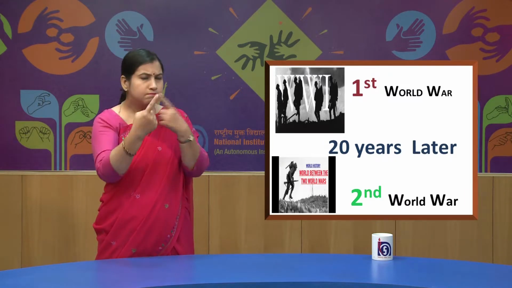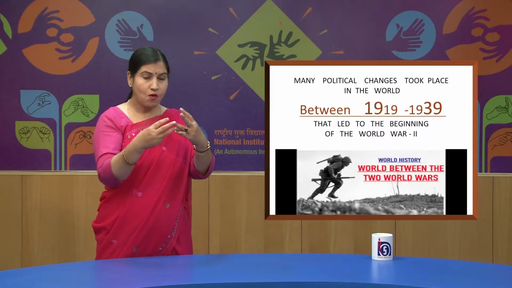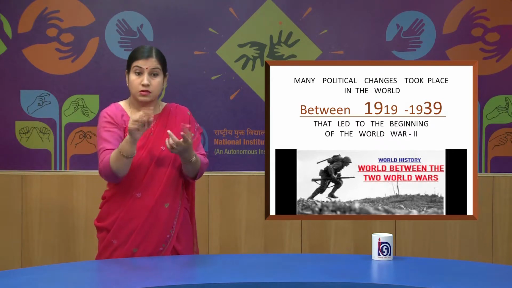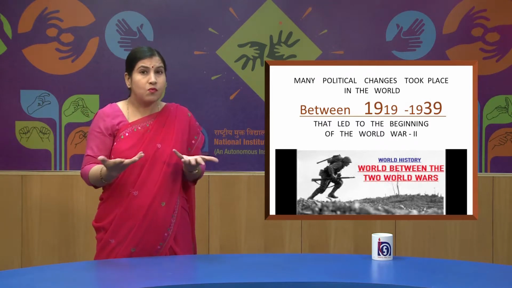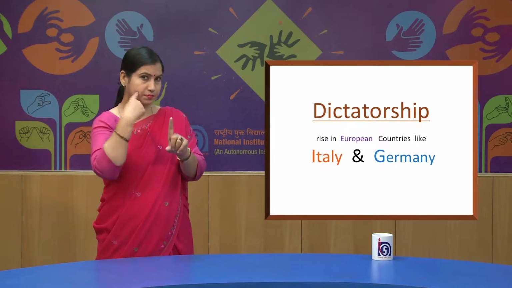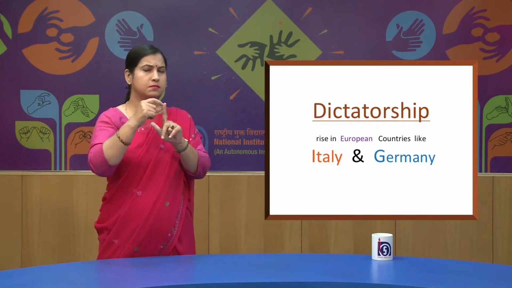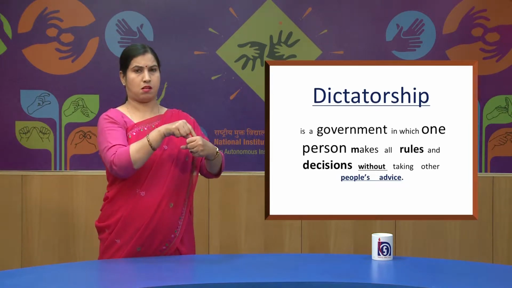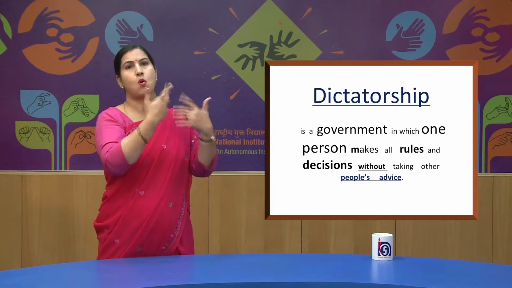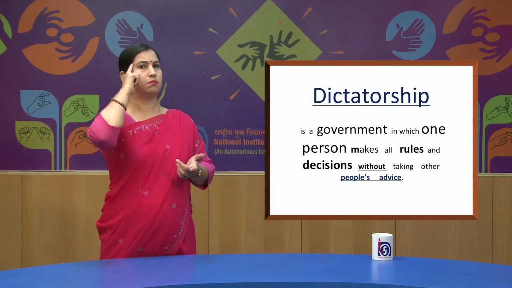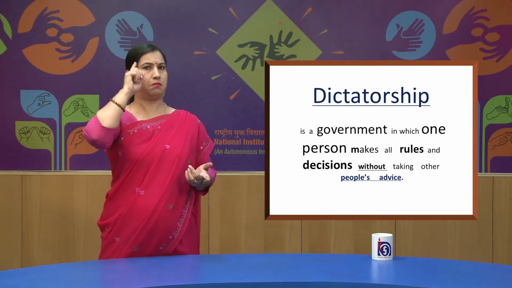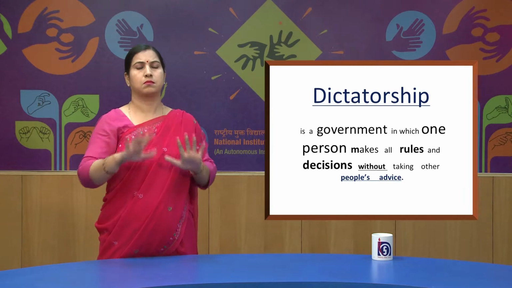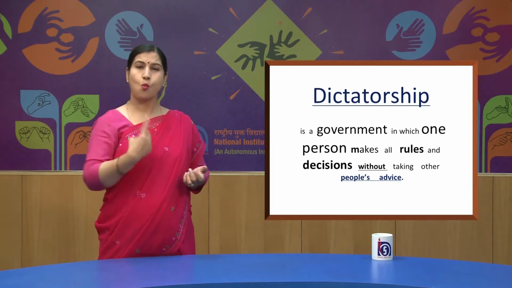Before we study about the Second World War, let us try to know what changes happened in the world during this time period. For this, first let us understand the term dictatorship. A dictatorship is a government in which one person makes all the rules and decisions without taking other people's advice. We can say that a dictatorship means absolute power of one person.